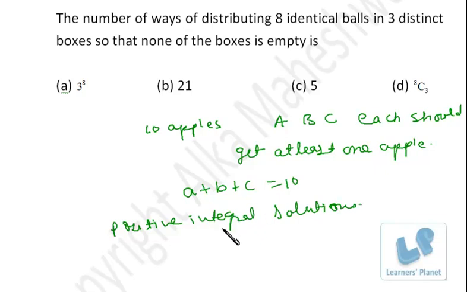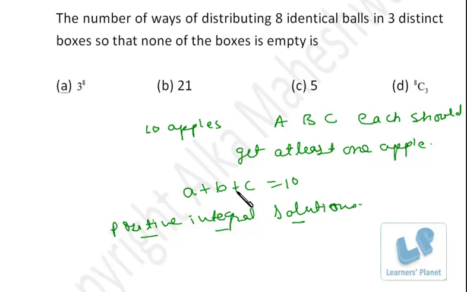Why am I saying positive integral solution? Each should get at least 1 apple. That means 0 is not allowed. Hence we are starting with positive integers, that is from 1, right? The next thing is integral. Why integral? Because we don't have to cut the apples. Each and every one should get the apples in full numbers, right? So we have to get the positive integral solution of this equation, right? The same question is framed in various different languages, but the concept remains the same: the total number of objects are divided among n persons, right?